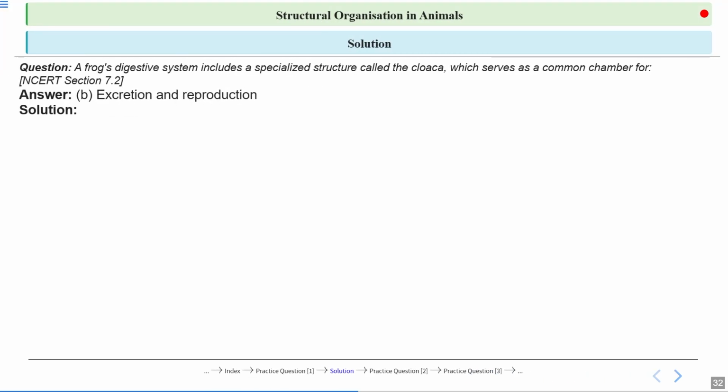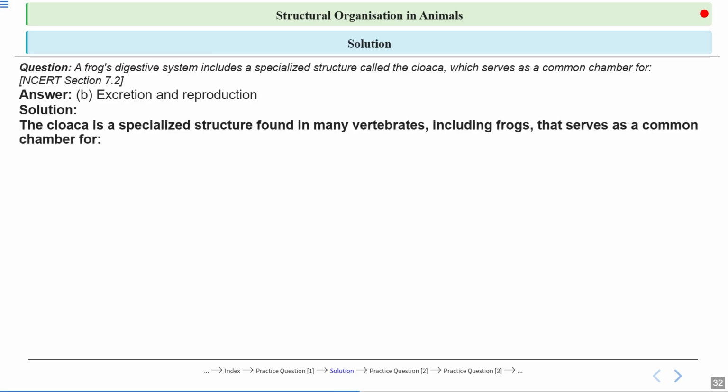It is option B, excretion and reproduction. So the cloaca is a specialized structure found in many vertebrates, including frogs, that serves as a common chamber for the excretory system, because they are part of the excretory system.